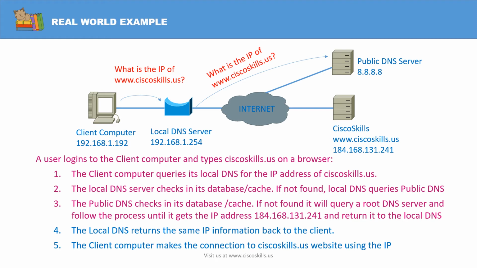The public DNS server checks in its database or cache. If not found, it will query a root DNS server and follow the process until it gets the IP address 184.168.131.241 and return it to the local DNS server. The local DNS server returns the same IP information back to the client. Now the client computer makes the connection to the Cisco skills.us website using the IP 184.168.131.241, which ends the process.